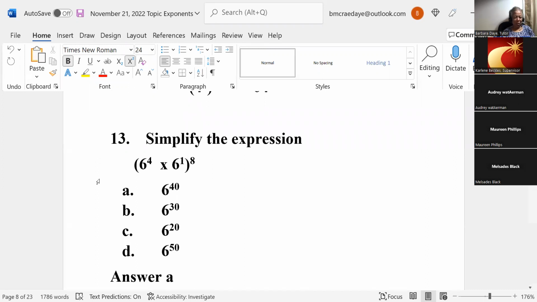Got it, Mercedes? You apply this power to everything in the parentheses. And it's a multiplication. 8 times the 4, like Maureen said, is 32. Wait a minute, there was a 1 there all the time? Well, the 1 is the default. I normally don't put a 1. I'm putting it here for clarity. If you don't see an exponent, it's a 1. That's the default.